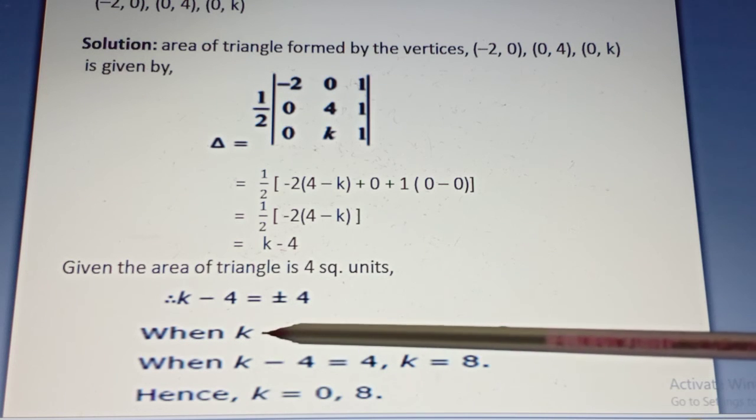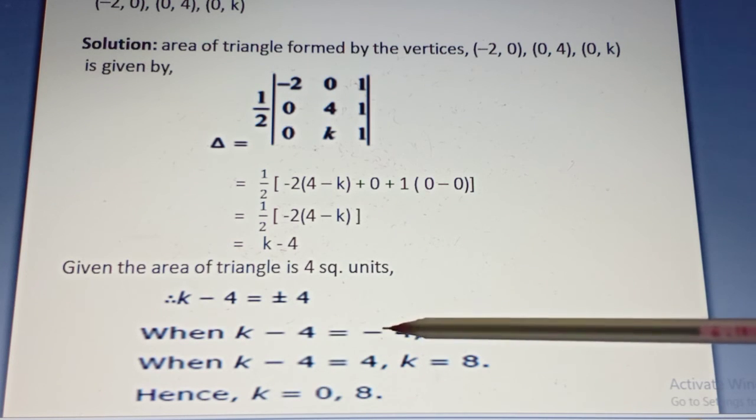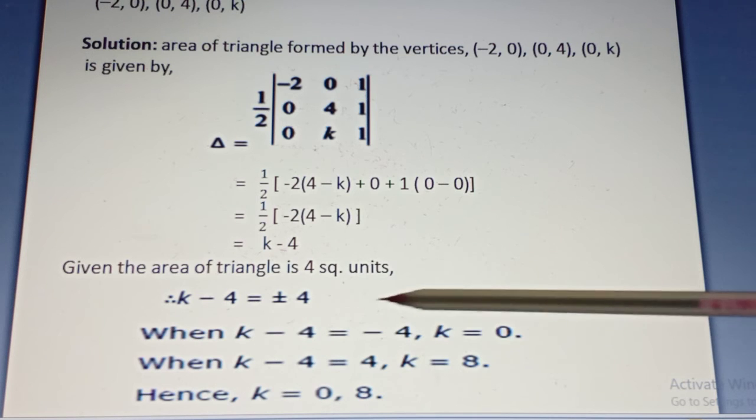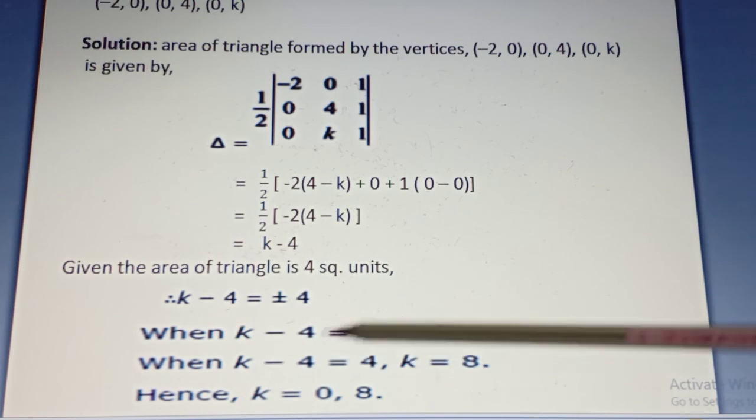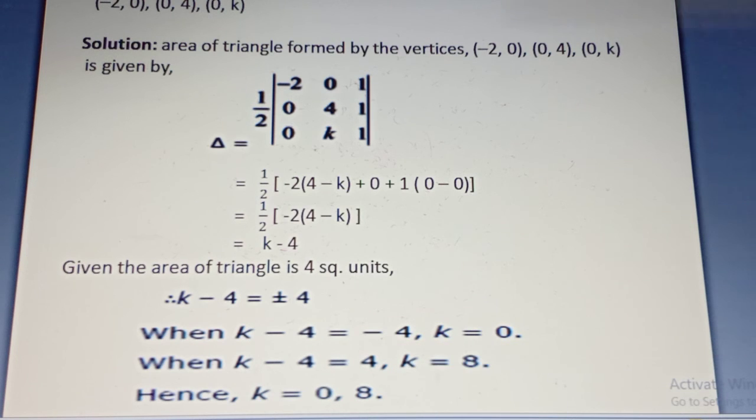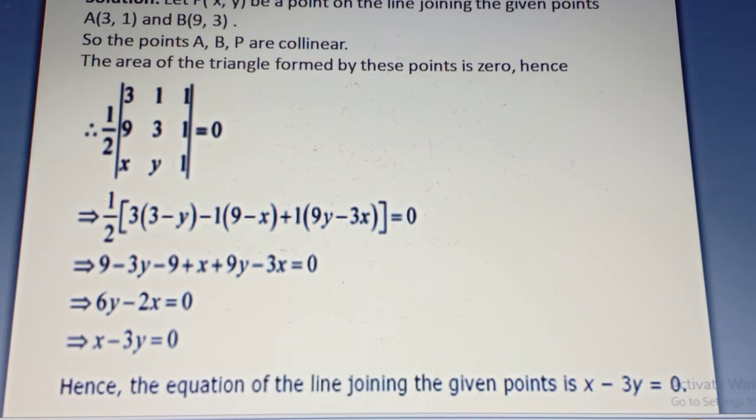So when k minus 4 equals minus 4, the value of k will be 0, and when k minus 4 equals plus 4, then k equals 8. So the possible values for k are either 0 or 8. So I hope students you understood this.